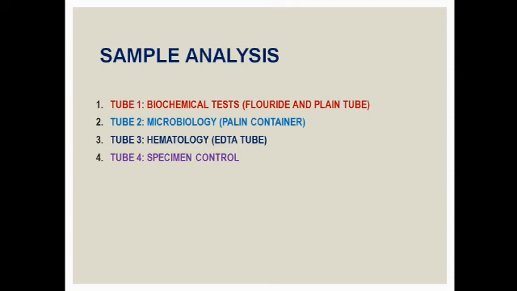Now the sample analysis. Once we have collected a sample of about 8 to 10 ml, how are we going to distribute the sample into different tubes? We are going to have four different tubes. The first tube is used for biochemical tests, for which we collect the sample in a fluoride tube and a plain tube. The plain tube has a red color top, and the fluoride tube has a gray color top, because we are going to subject the sample to biochemical tests for protein estimation and glucose estimation.